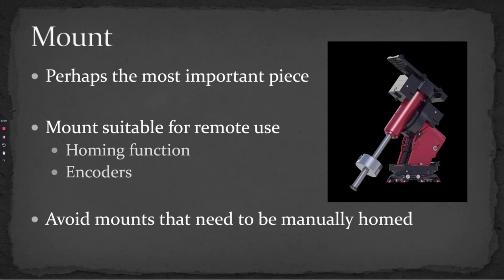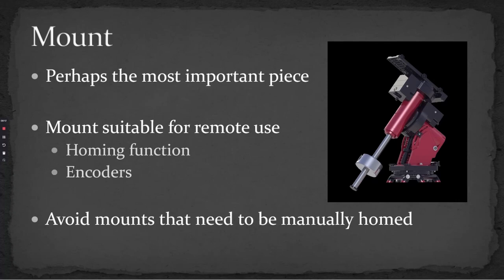In terms of the mount, that's probably the most important piece of the equation. And you really want a mount that's suitable for remote use. And what makes it suitable for remote use is, first of all, it would have some sort of a homing function. The Paramount style mounts have an encoder that you move the mount, or the mount moves itself to a home position, finds the sensor, and then locks into that so that it has a very repeatable homing location. So anytime you turn on the mount or cycle power, or if it needs to be reset, it can find its home position, and then it knows how it's oriented relative to the sky.